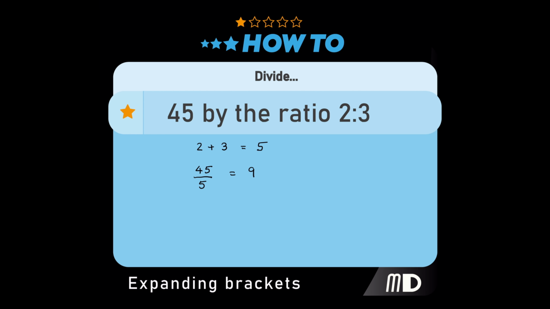Finally, to finish answering this question, we need to multiply 9 by each of the digits in the ratio. 9 multiplied by 2 is equal to 18. And 9 multiplied by 3 is equal to 27. So the answer to the question is 18 and 27.